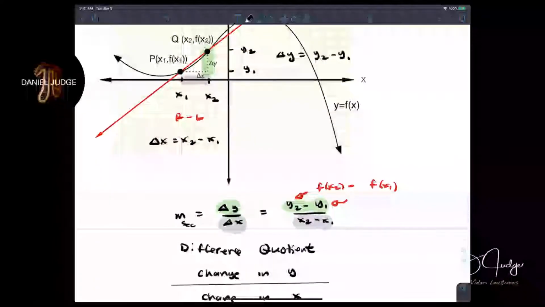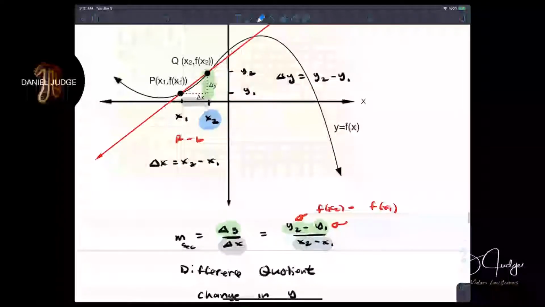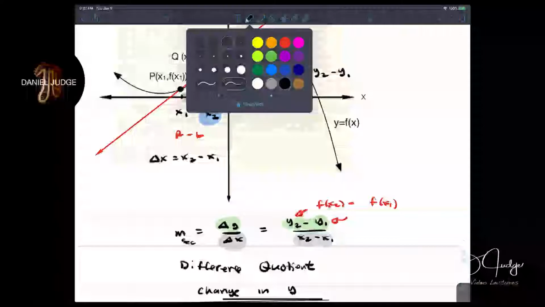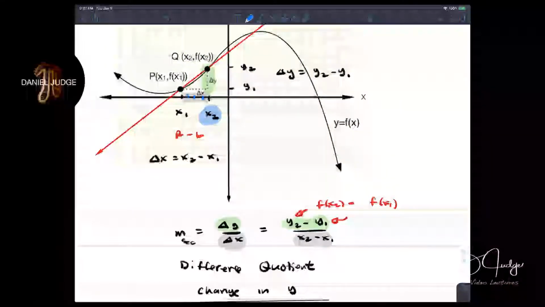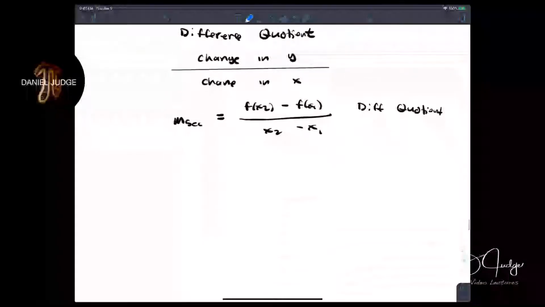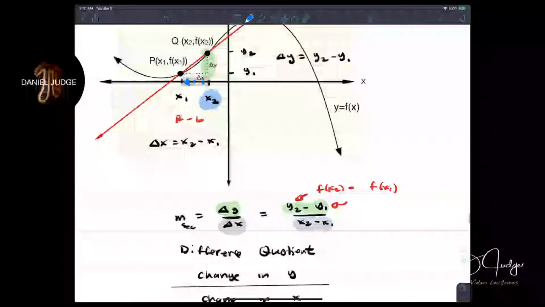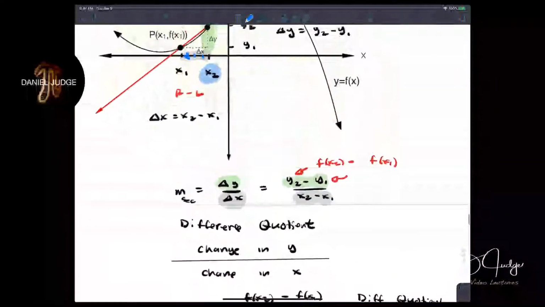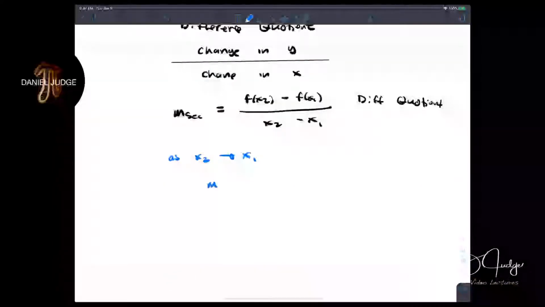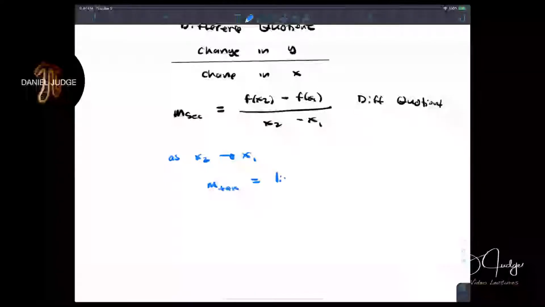If we're going to take this limit, we look at x2 approaching x1. The values of x2 are going to get closer and closer and closer to x1. As x2 gets closer to x1, we're going to see how this definition changes. What's going to happen is m secant becomes m tangent. This is the limit as x2 goes to x1 of the difference quotient, f of x2 minus f of x1 over x2 minus x1.